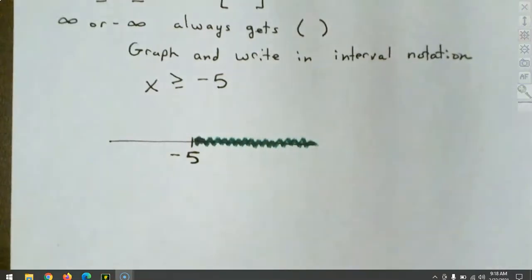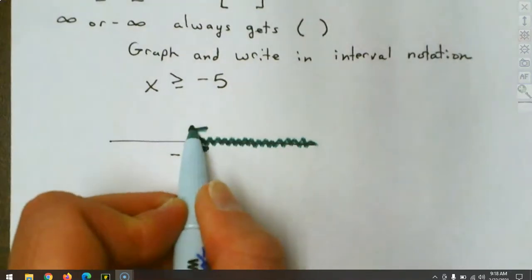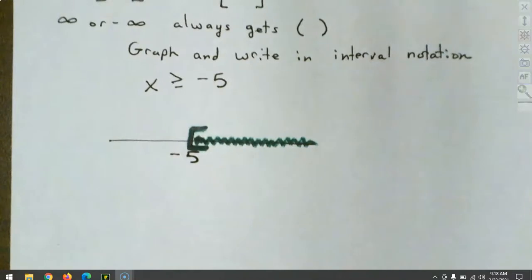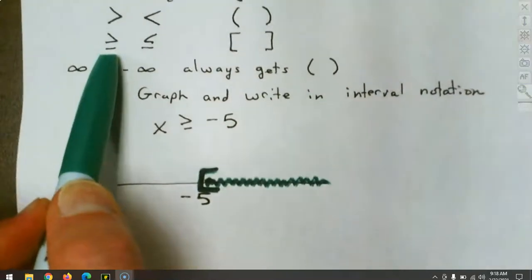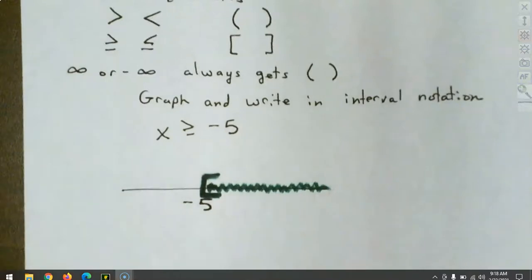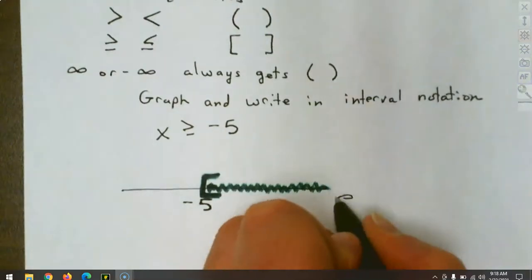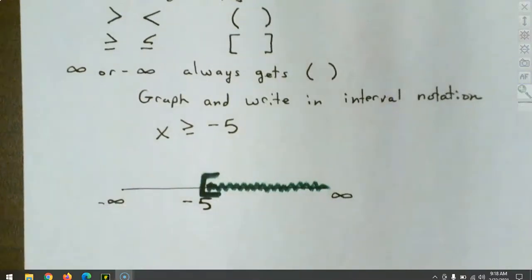Now, what about that greater than or equal to? Well, that greater than or equal to is going to get a square bracket. Why does it get a square bracket? Because it's greater than or equal to, right? Those get square brackets. Strictly less than, strictly greater than, they get parentheses. Also remember on the number line, negative infinity is to the left, positive infinity is to the right.